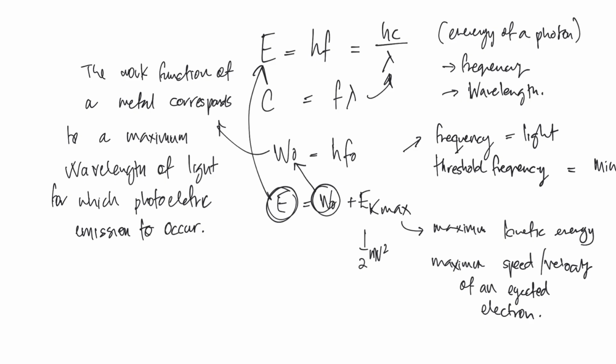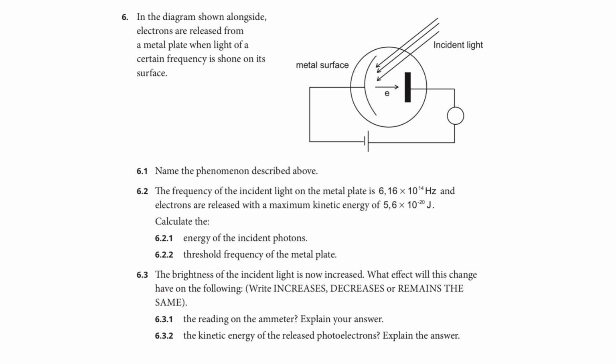a little bit more complicated, let's have a look at our question here. It says, in the diagram alongside, electrons are released from a metal plate when light of a certain frequency is shone on its surface. Alright, so what we've got here is our diagram. The best thing to do with this diagram a lot of the time is to just quickly label things.